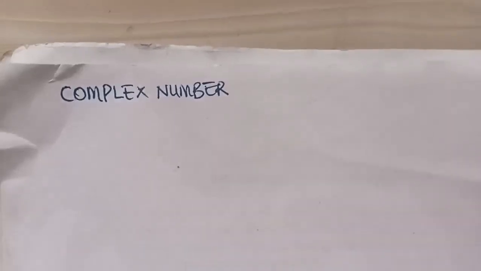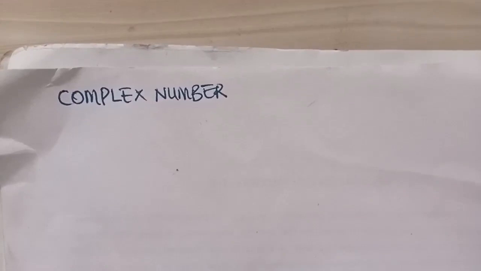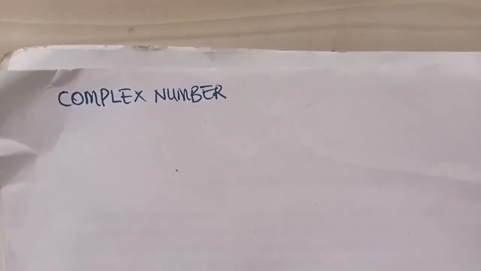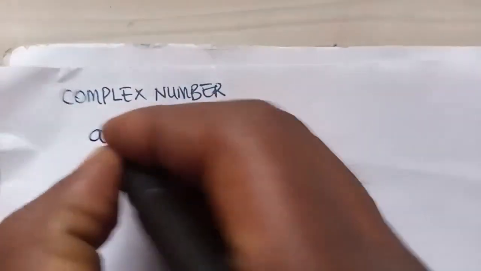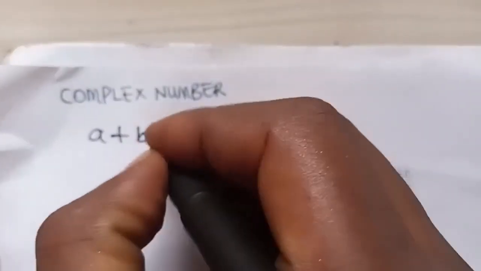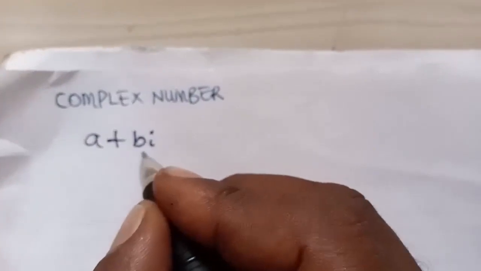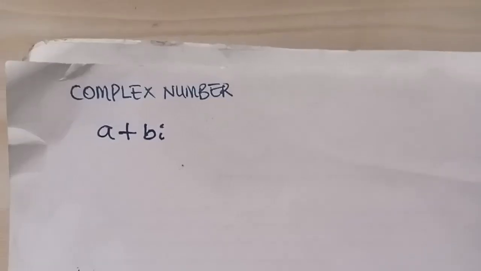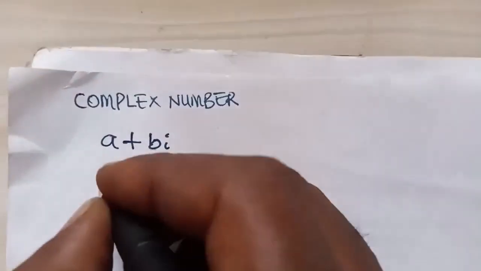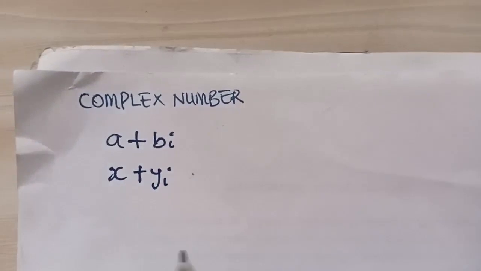In this video, we want to look at complex numbers. A complex number is really a number that has a real part and an imaginary part. It is represented as a plus bi. This is the real part and this is the imaginary part. Some textbooks will say x plus yi, they are the same.